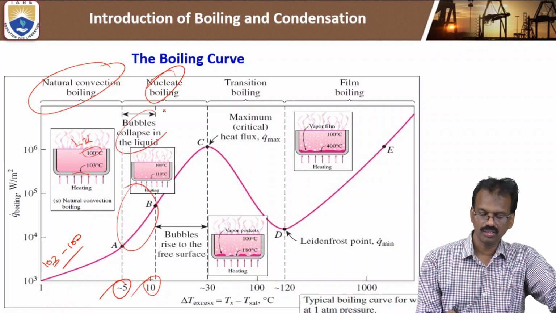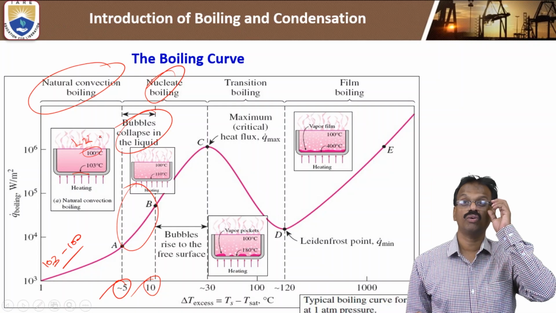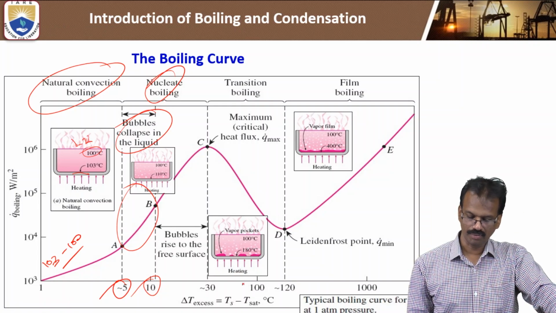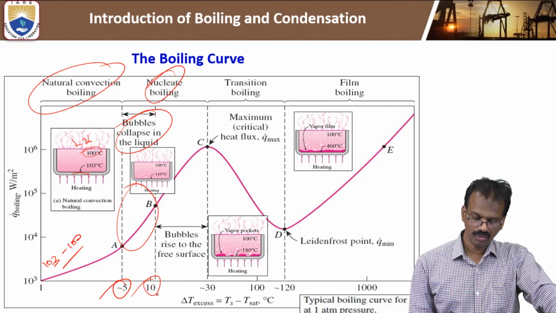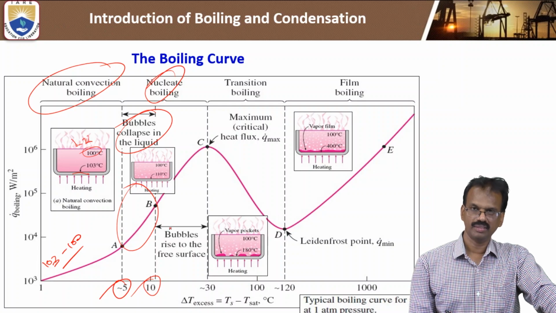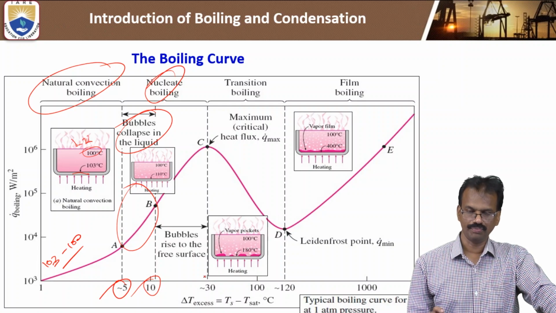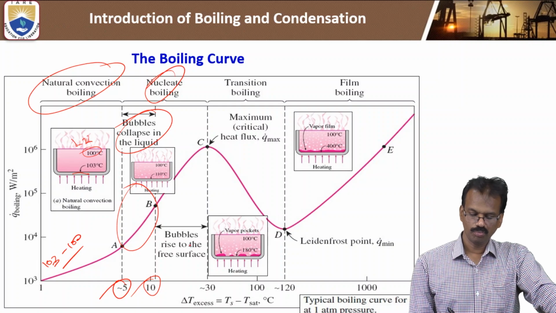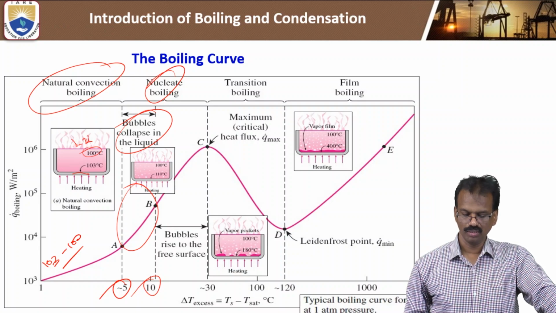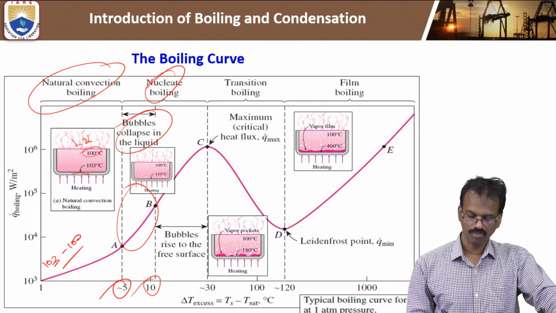Bubbles collapse in the liquid due to less excess temperature. Next, if the heat transfer rate is increasing, here at around 10 to 30 or 50, bubbles are formed and these bubbles rise to the free surface, to the top surface of the fluid. So that is the process.